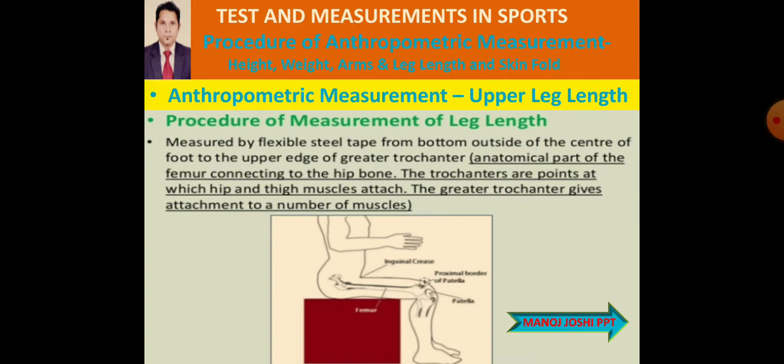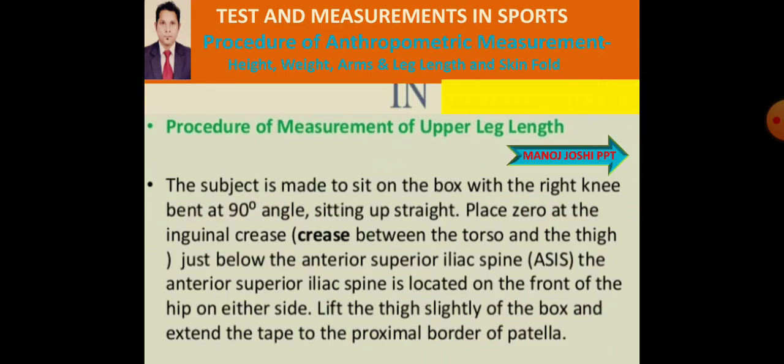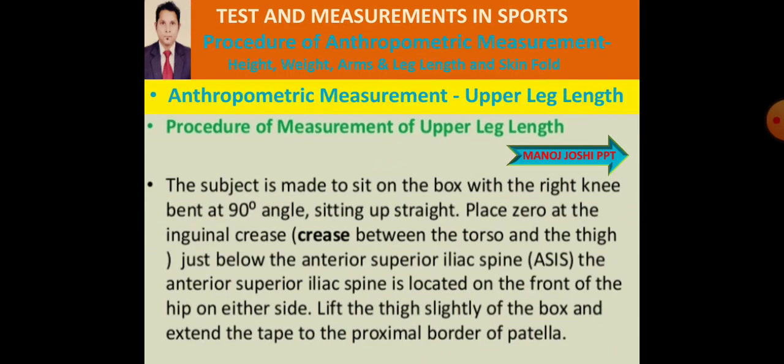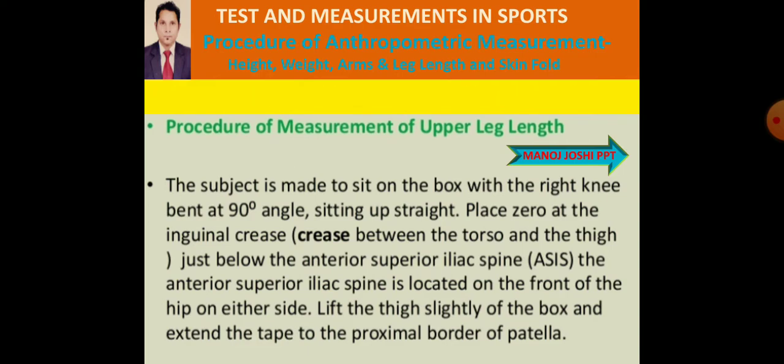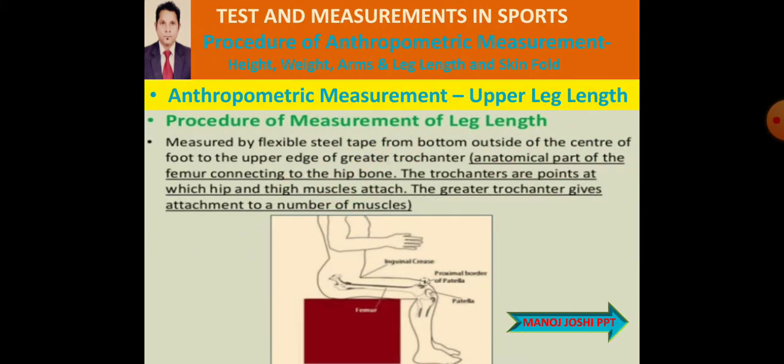The procedure we will see here. Procedure of measurement of upper leg length. The subject is made to sit on the box with the right knee bent at a 90-degree angle. That is the previous picture we have seen. Here we can see the 90-degree angle. The person is sitting over the box with the 90-degree angle of the thigh bone.